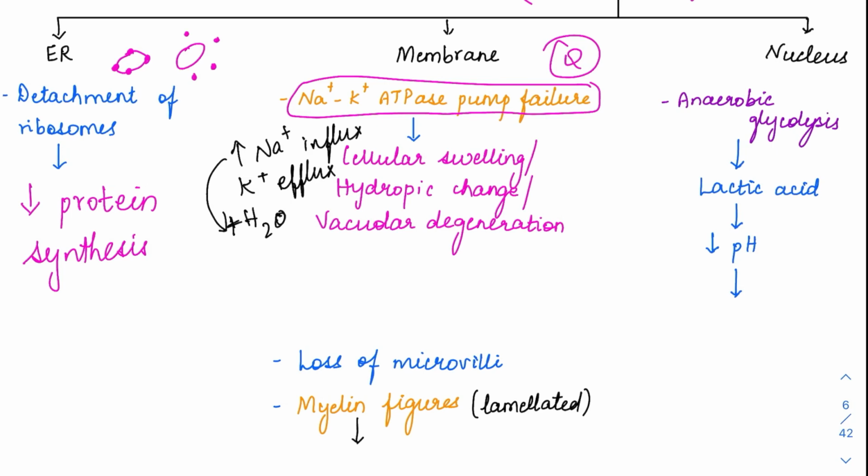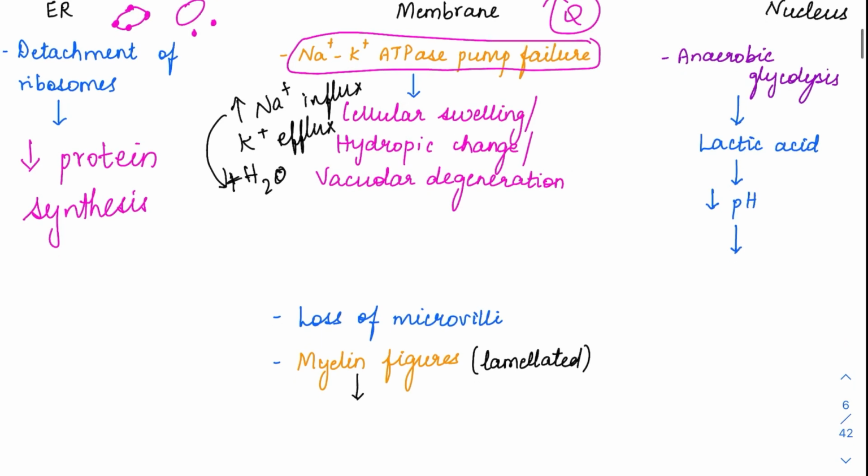So when water is entering into the cell, what will happen? The cell will tend to get swollen up. By osmosis, this water is entering. So it will result in cellular swelling, which is also called hydropic change or vacuolar degeneration. This change is going to be the first morphological change happening in reversible cellular injury.